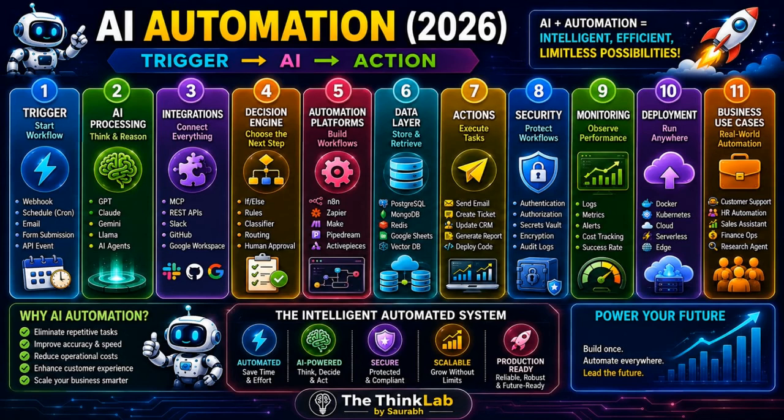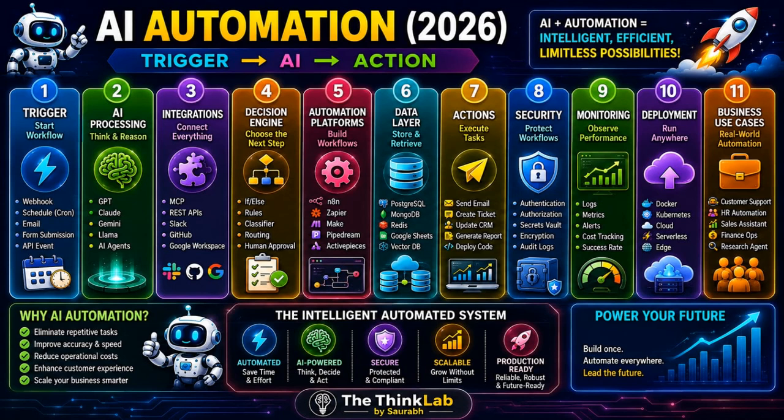So what is AI automation? Let's keep it very simple. AI automation means using artificial intelligence to automate tasks and workflows. So instead of humans doing everything manually, the system can now think, decide, and take action automatically. Right? This is called AI automation.